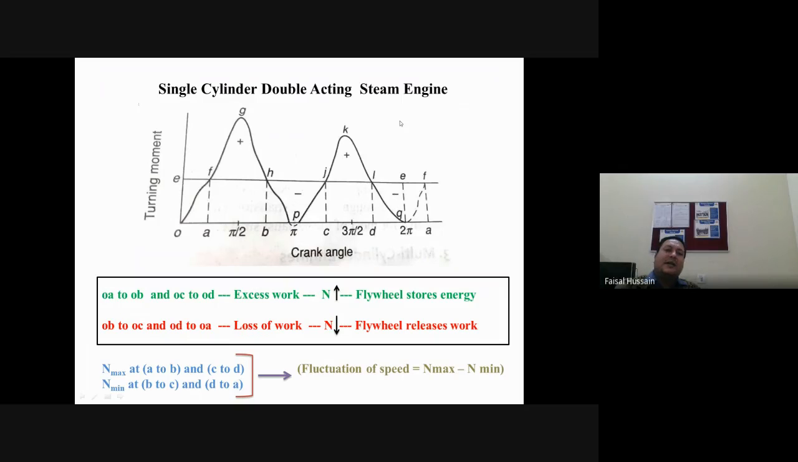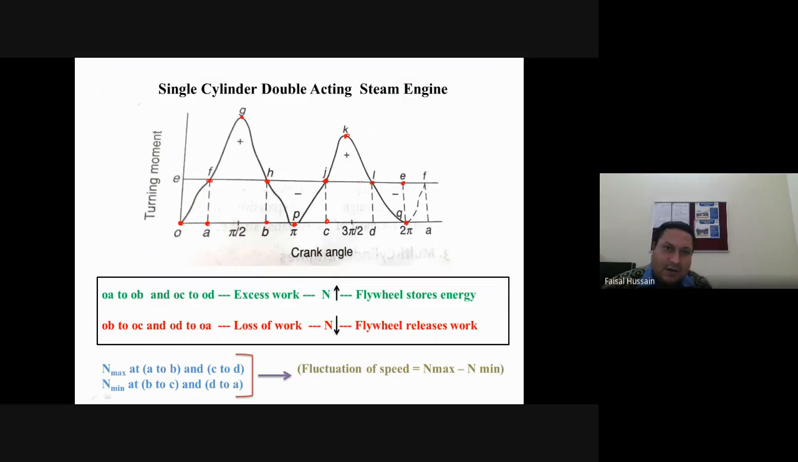Now let us see the turning moment diagram of a double acting steam engine. Okay, so first of all, see here this is the turning moment diagram, and in this turning moment diagram, see the area is like this. 1 minute. The region is O, then F, O, A, F, G, H, B, then P, C, J, K, L, G, E. So these are the points. Before explaining to you, I have located all these points. Okay, and this is your mean torque line.